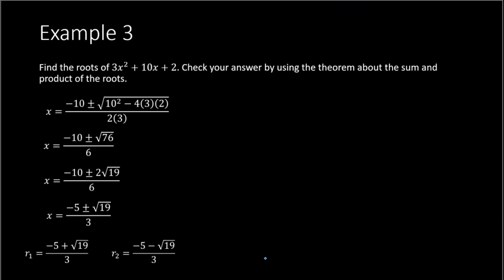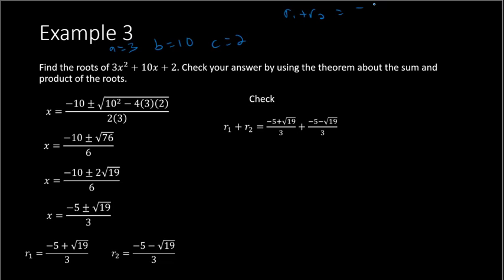So we have our solution, and now we can check our answer by using the theorem about the sum and the product of the roots. So we said if we were to add the roots, this should equal negative b over a. If we did it correctly, remember, a is 3, b is 10, c is 2. So r1 plus r2, we're hoping, should equal negative b over a, and then the product of those roots should equal c over a. All right, so let's try it out.